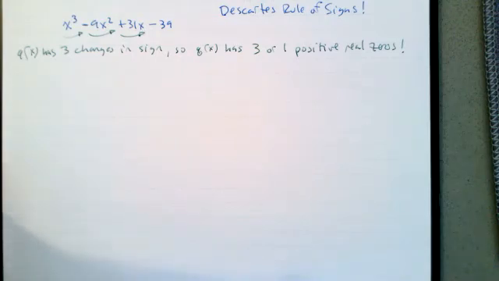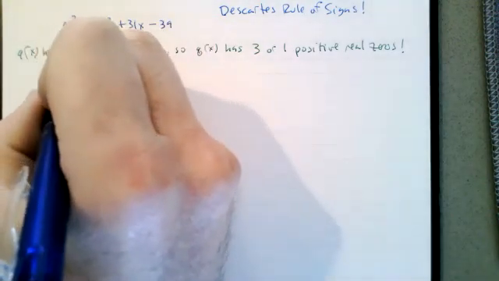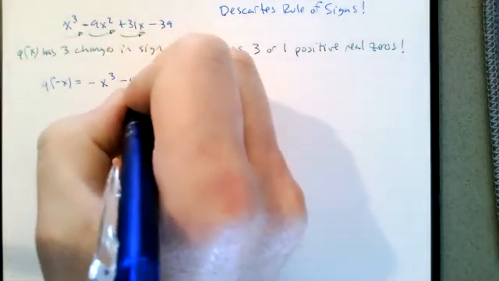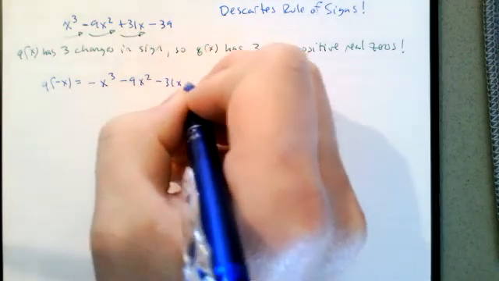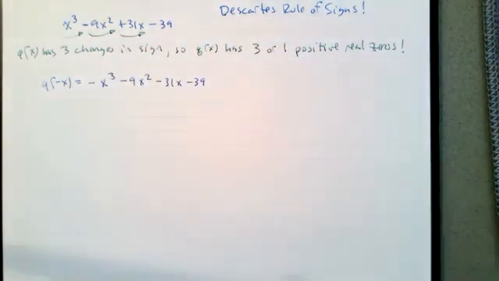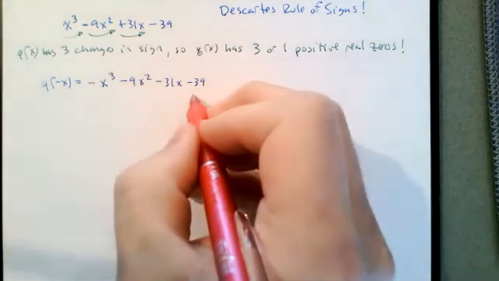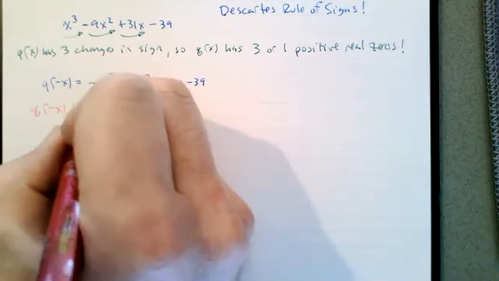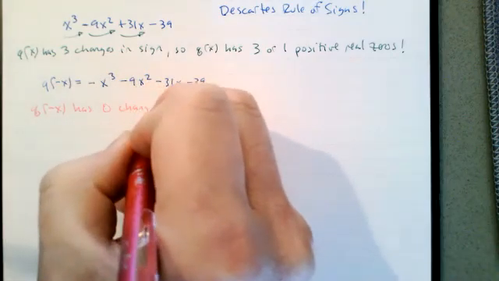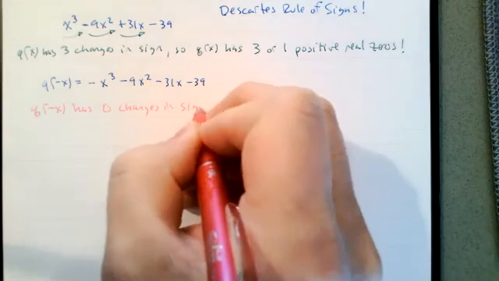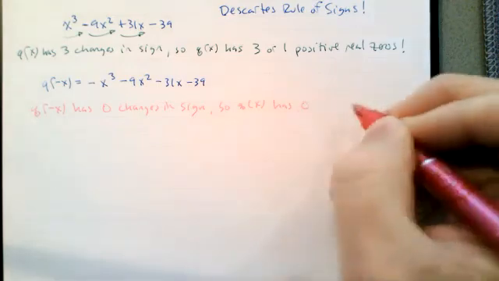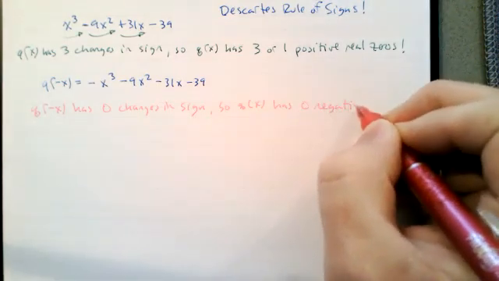If we look at Q of negative X and count the sign changes there, so that's just going to change the odd powered signs, we see that we could have saved ourselves some effort because there are 0 changes in sign. Q of negative X has 0 changes in sign. So Q of X has 0 negative real zeros.